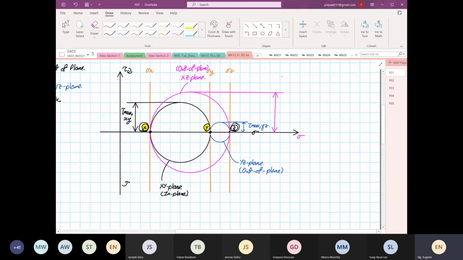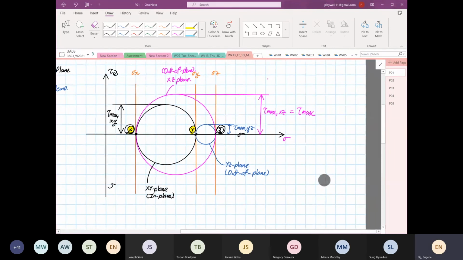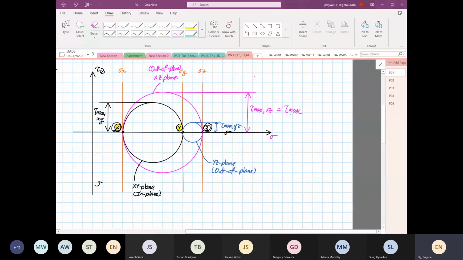Right, so this is our tau max for our XZ plane. And this is the biggest circle. You can see that that's the biggest circle, so this will be our tau max. And this tau max over here is out of plane. So whenever you see out of plane, you need to do 3D analysis, or use the 3D Mohr circle.